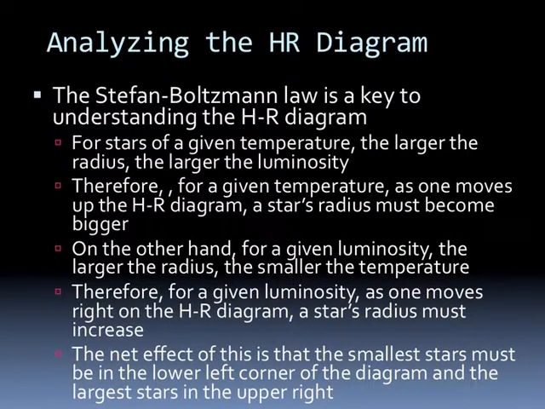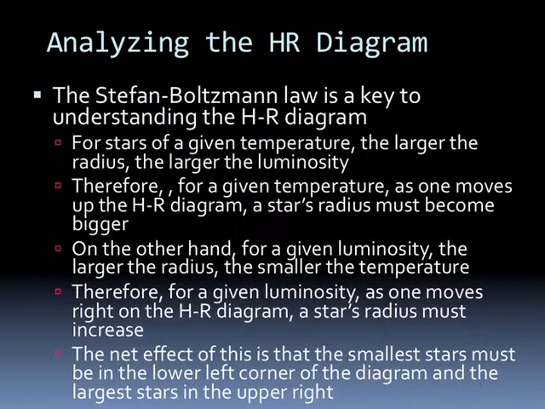The Stefan-Boltzmann law is the key to understanding the HR diagram. For stars of a given temperature, the larger the radius, the larger the luminosity. Therefore, for a given temperature, as one moves up the HR diagram, a star's radius must become bigger. On the other hand, for a given luminosity, the larger the radius, the smaller the temperature. Therefore, for a given luminosity, as one moves right on the HR diagram, the star's radius must increase.